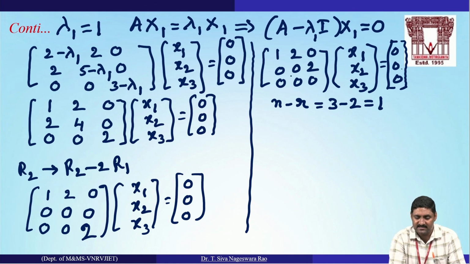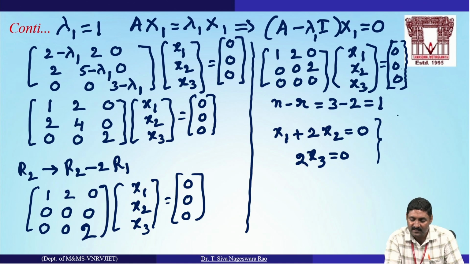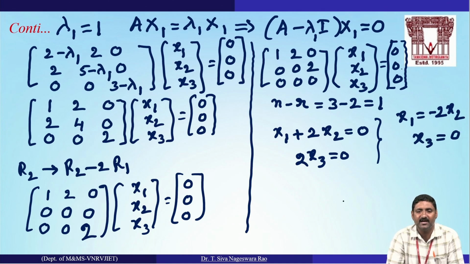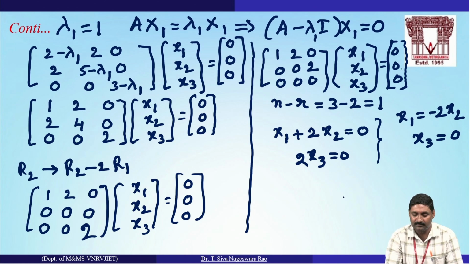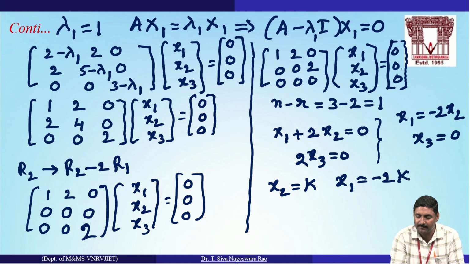From this matrix form, we will write the system x1 plus 2x2 is equal to 0, 2x3 is equal to 0. From this what you will get? x1 is equal to minus 2x2 and x3 is 0. I will introduce my arbitrary constant k to x2. Therefore, let us take x2 is equal to k. Hence, x1 becomes minus 2k.